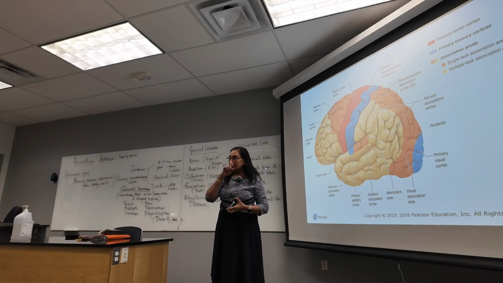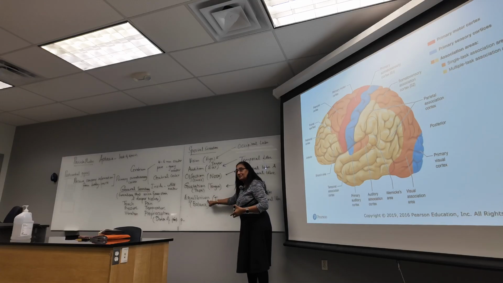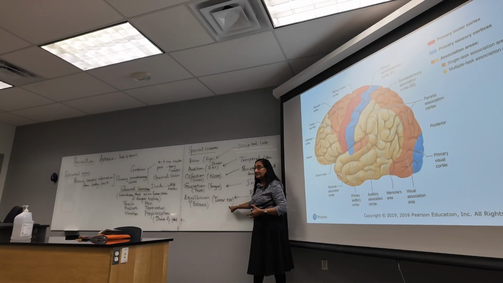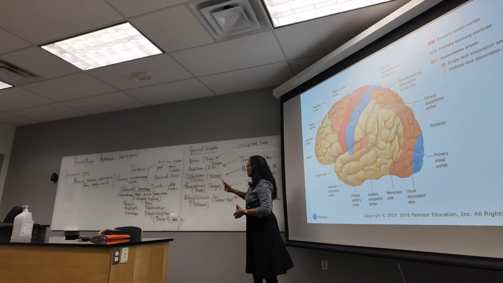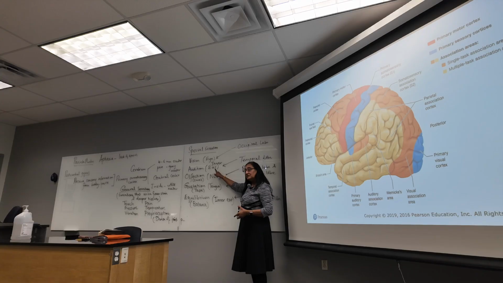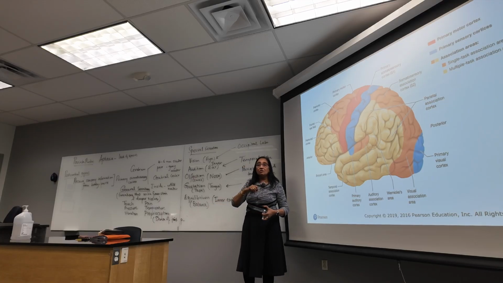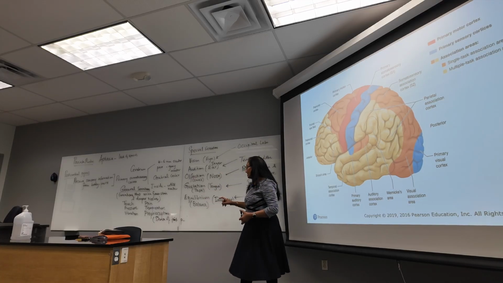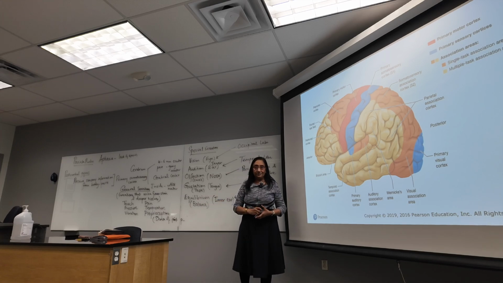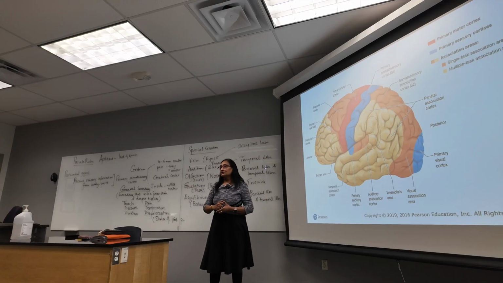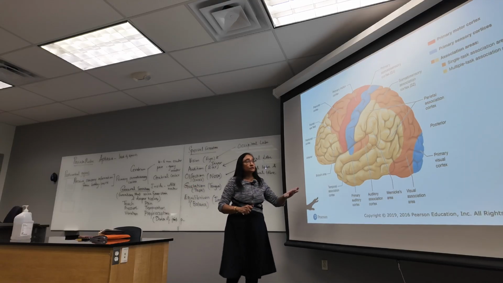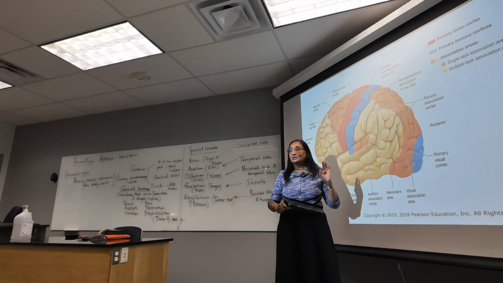So, like I said, for equilibrium and balance, the structures are in the inner ear. There are two structures in the inner ear. One is called the cochlea, which is responsible for hearing. Another is called the semicircular canals, which are responsible for equilibrium. When we do the ear anatomy, you'll be able to understand that. So that is about some of these areas.